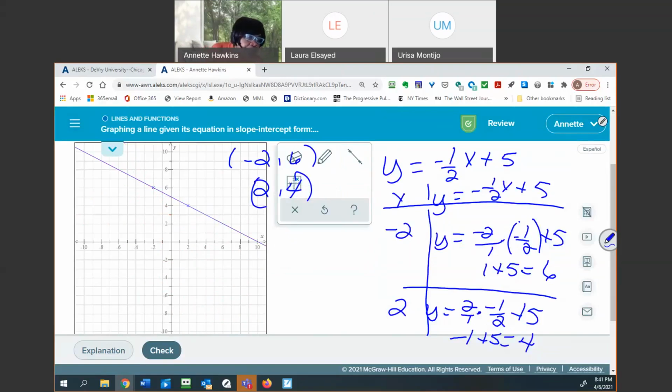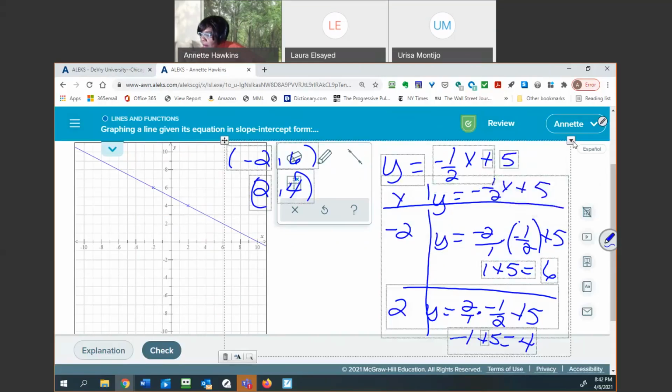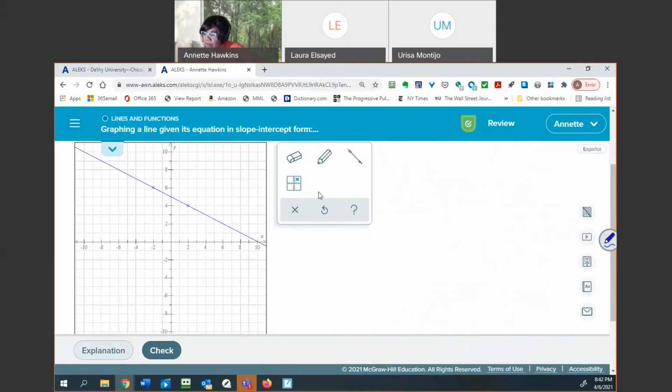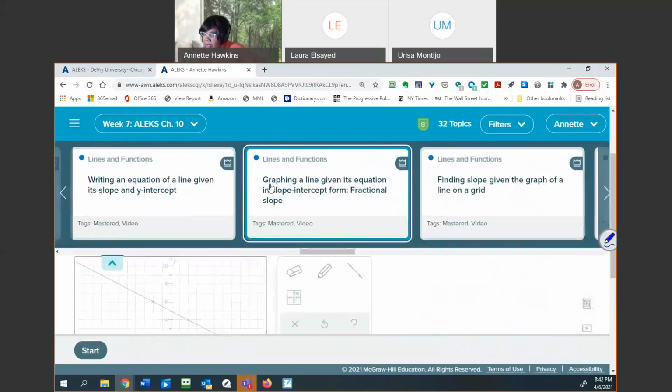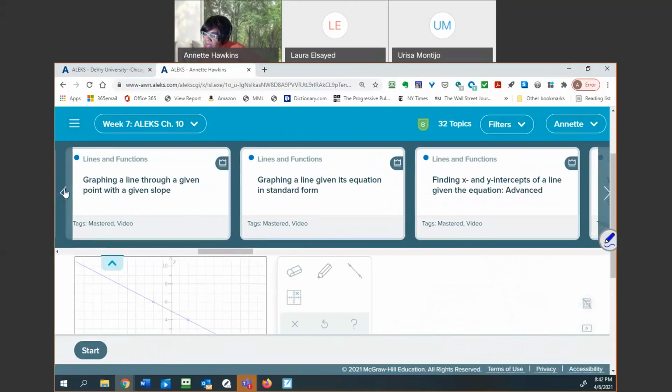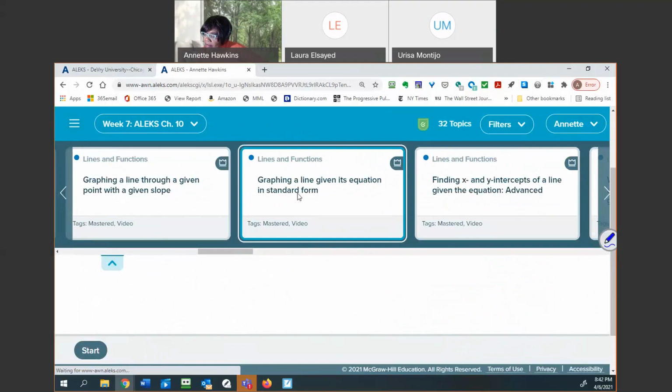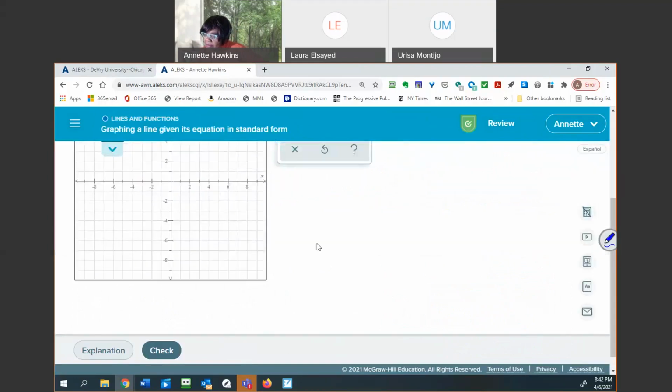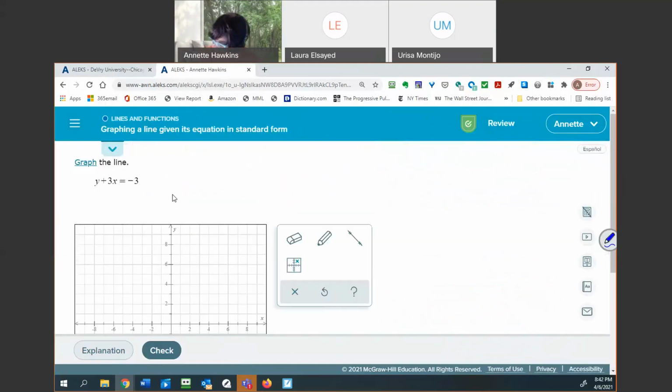All right, we want to graph a line that's in standard form. So we graph a line in slope-intercept form that was integer and fractional. And now we're going to graph one that's like this. We got a little more work to do this time, but it's the same procedure.